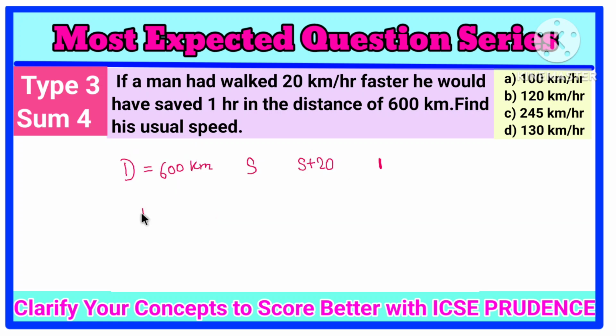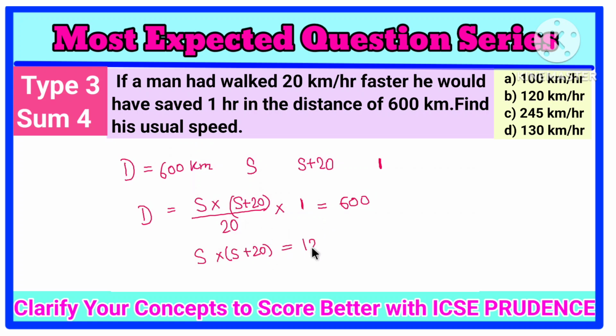So we already know the formula, that is distance equal to s1, that is the original speed, multiplied by s2, that is the new speed, that is s plus 20, divided by the difference of speed, that is bigger one minus smaller one. You will get here 20, multiplied by time difference, that is 1 hour. And here this distance is given, that is equal to 600 km. So let us solve this. Let us take this 20 on the other side. So we will get s multiplied by s plus 20 equal to 600 into 20, that is 12,000.